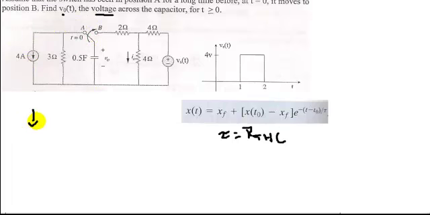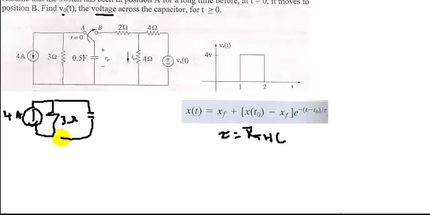So let's redraw this circuit. So we have 4 amps, 3 ohm resistor, and this capacitor, 0.5 farad capacitor.